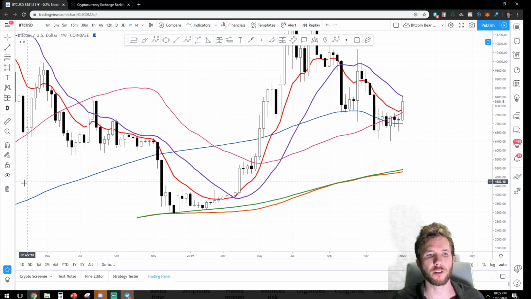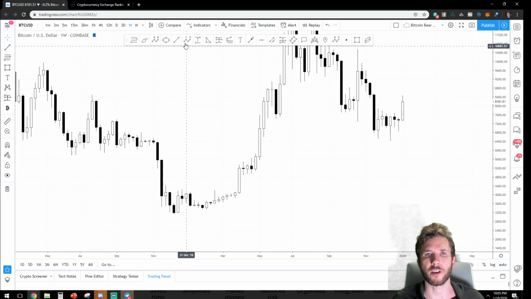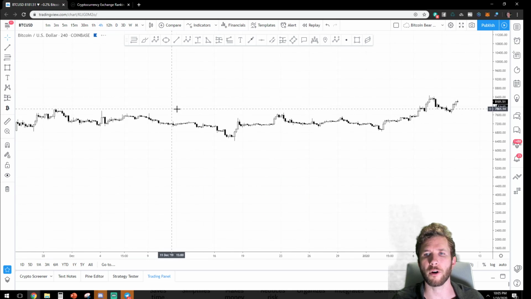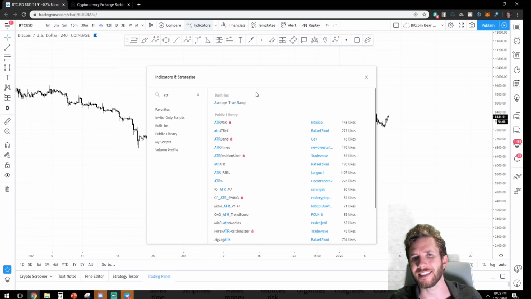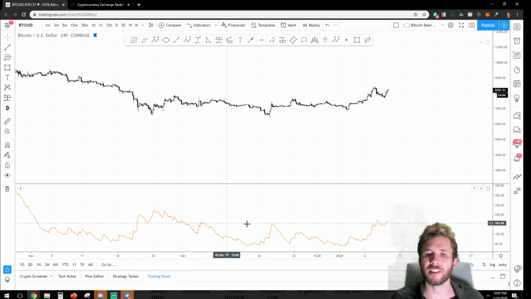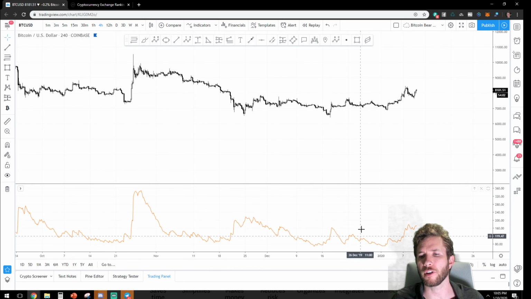Okay, so let me delete everything and then I'll show you specifically. So let's zoom into the 4-hour and then let's throw up the ATR, which is the average true range. What this measures is the volatility of a market.